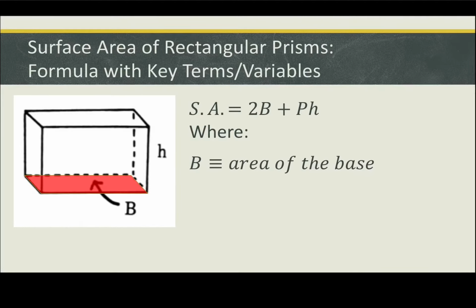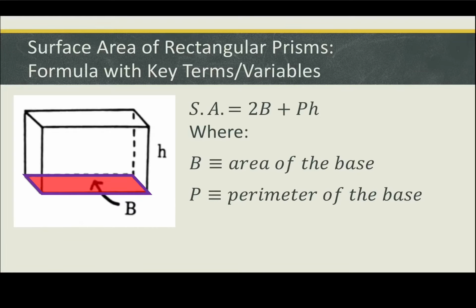Capital B represents the area of the base. If you see it shaded here, the area of the base is a rectangle, and that should be easy enough to find. Capital P represents the perimeter of the base. So that same base, you have to find both the area and the perimeter. And hopefully you brushed up on what the perimeter is. And then lowercase h represents the height of the prism. Now the height needs to be perpendicular to that base.